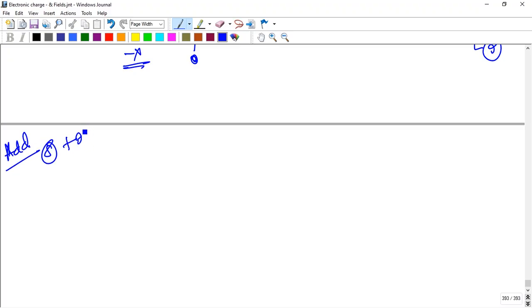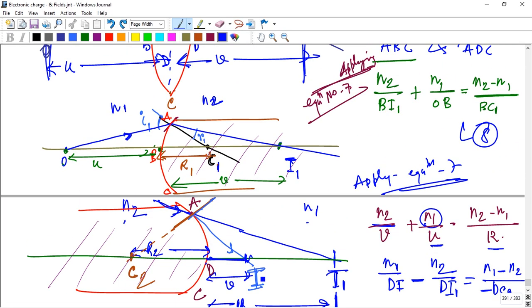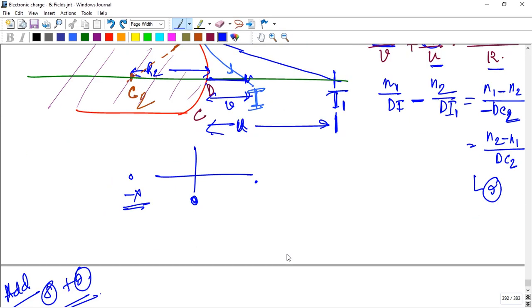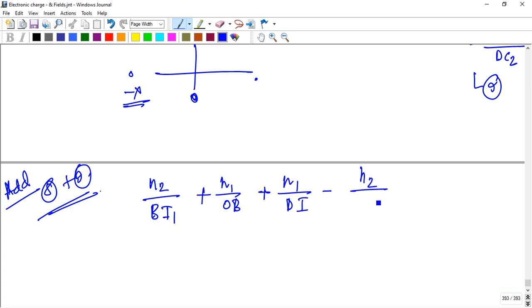Adding 8 plus 9, first N2 by BI1, plus N1 by OB, plus N1 by DI minus N2 by DI1, that is equal to N2 minus N1 by BC1, plus N2 minus N1 by DC2.